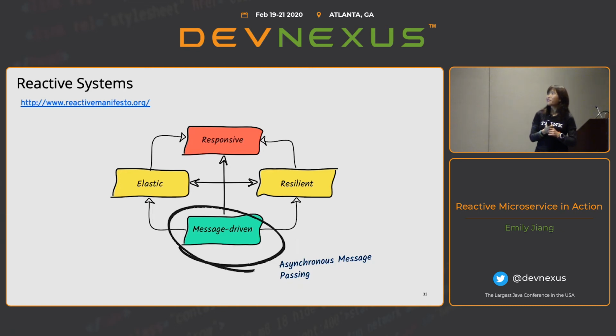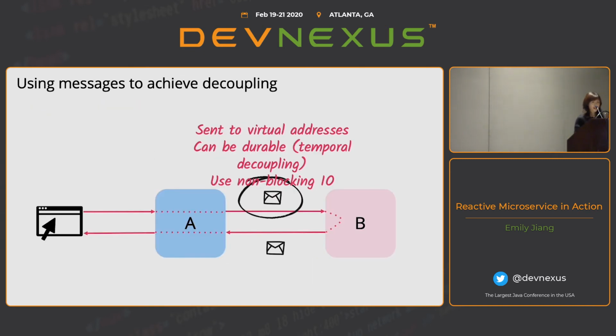Responsive is easy, and basically you can respond all the time. Resilient, again, you can use some libraries, even MicroProfile Fault Tolerance, to achieve that. Elastic, you can use Kubernetes to scale up and scale down to achieve this elasticity. For message driven, you need some help. You need another framework to achieve that.